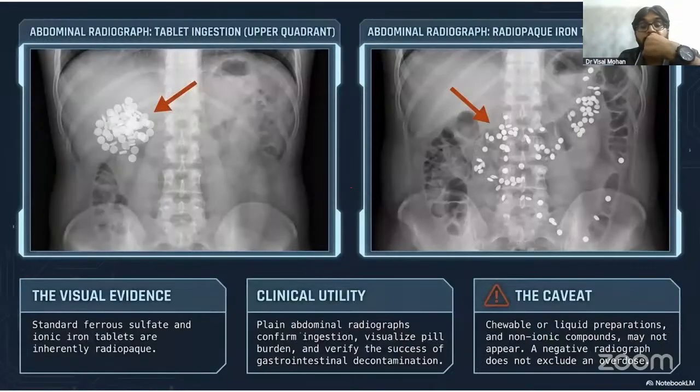As part of our primary evaluation, we need to know whether the iron pills have been ingested or not. So an investigation that we do is an X-ray abdomen. In this we can find evidence of iron in the system. Basically, most ingestion is of ferrous sulfate, which is radiopaque, so we can see it on the X-ray. Chewable or liquid preparations and non-ionic compounds may not appear, but for solid preparations, pills, etc., we can get an X-ray abdomen. This confirms our diagnosis of iron ingestion.